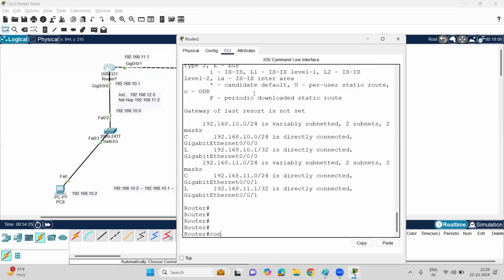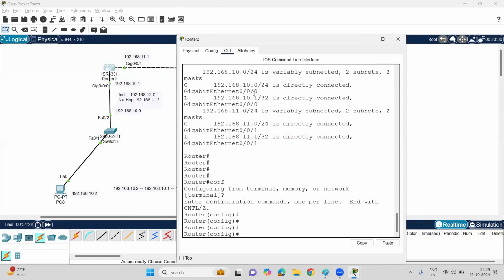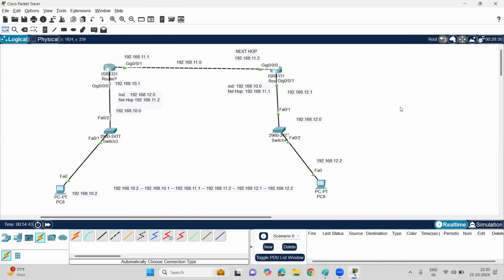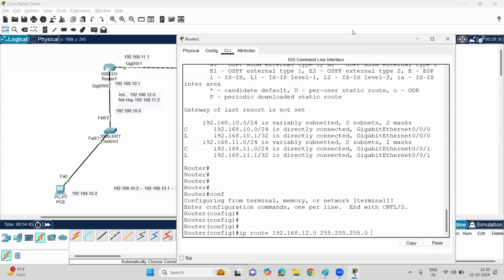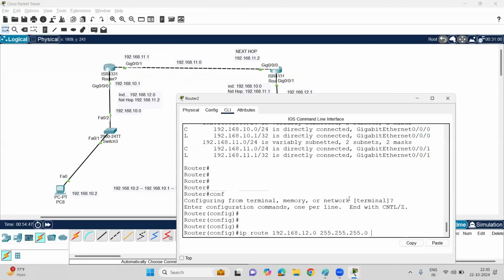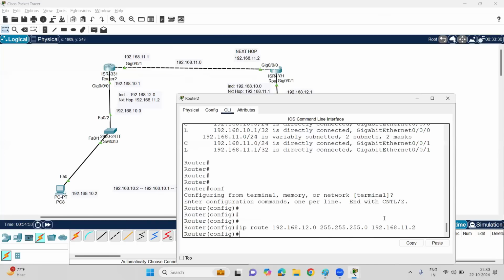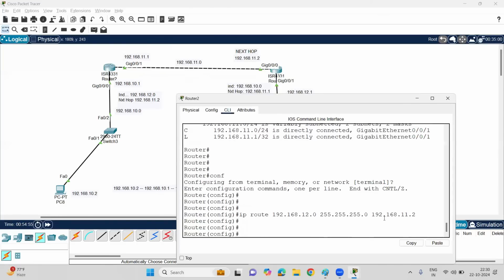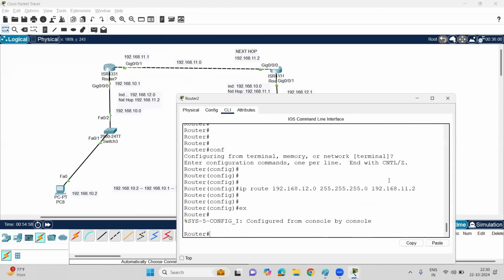Everything will be done. Configuring terminal. Okay. IP route 192.168.12.0. The subnet mask is 255.255.255.0. And now you have to provide the next hop address. What is the next hop address over here? That is 192.168.11.2. That's the only information needed. Clear? On this router, a single line of information will be needed for the indirectly connected network.